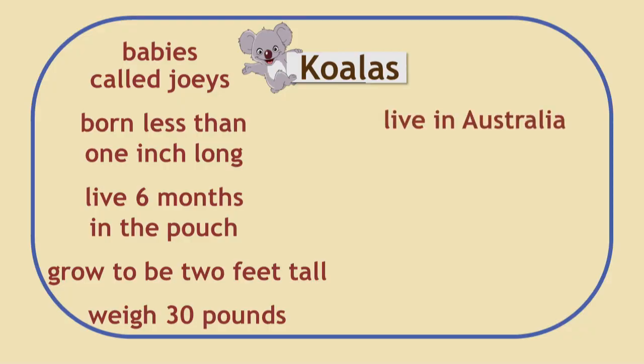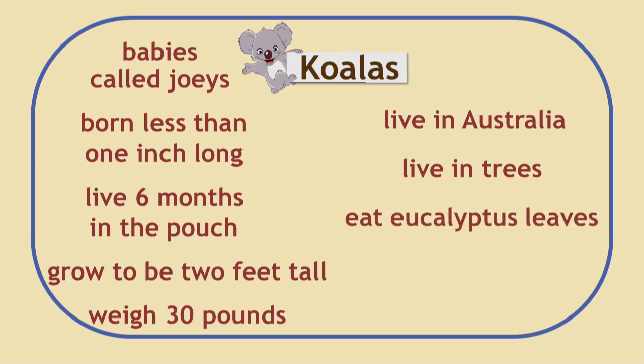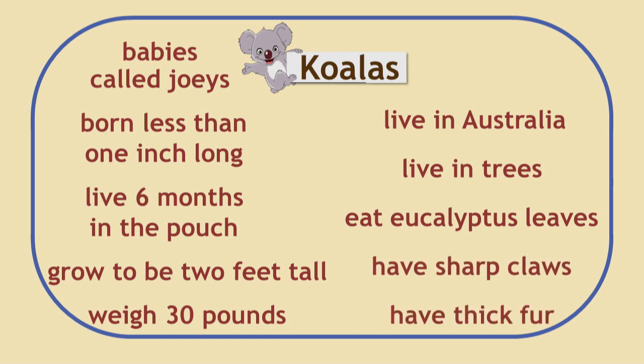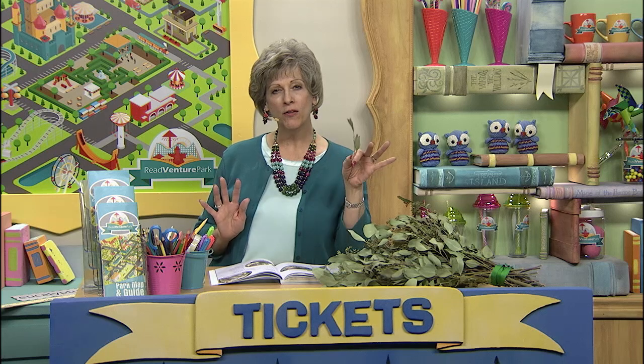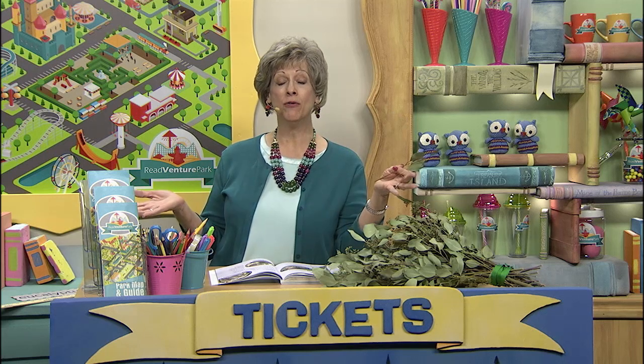So what other facts did you learn about koalas? Let's see. They live in Australia. They live in trees. They even sleep in the trees. They eat eucalyptus leaves. They have sharp claws and they have thick fur. Think about that. They almost never come down from the trees. The eucalyptus leaves provide all the water they need, so they don't even have to get out of the trees.